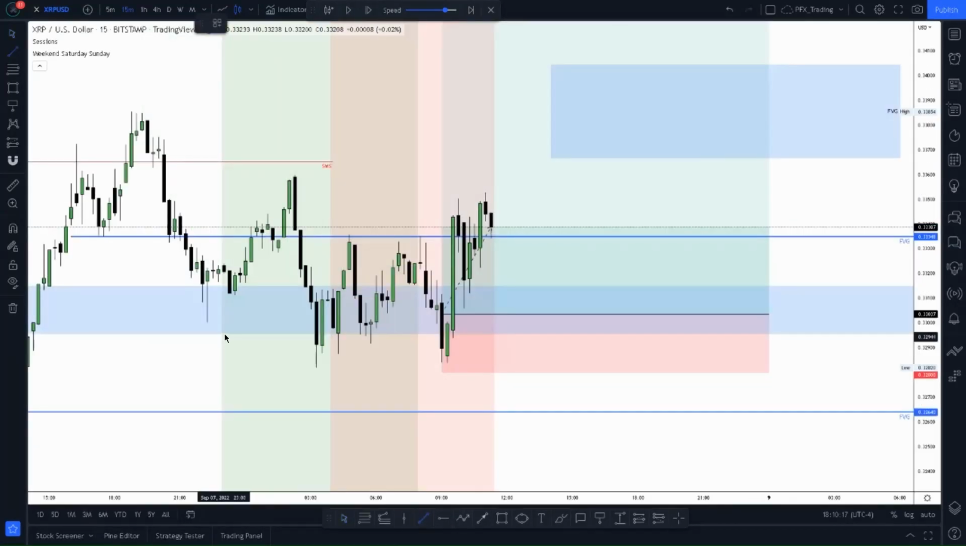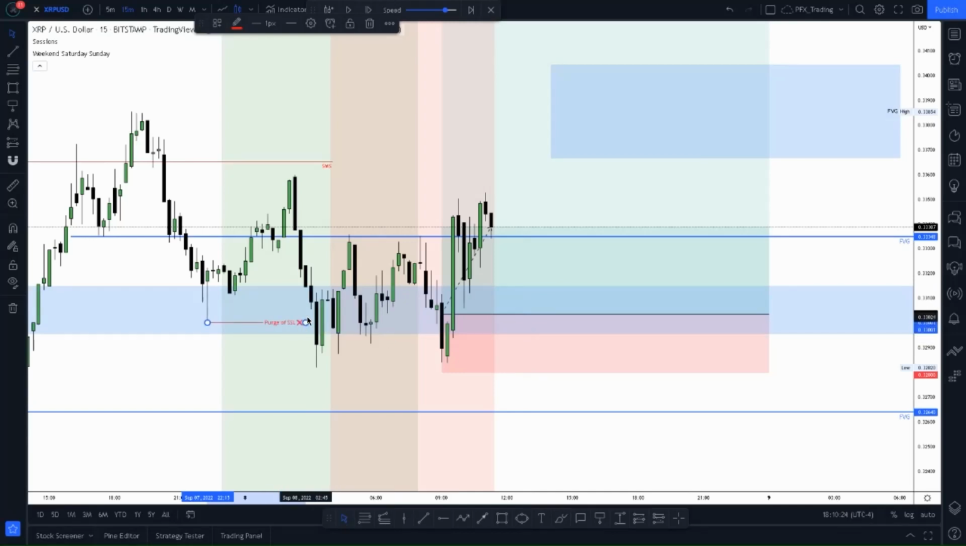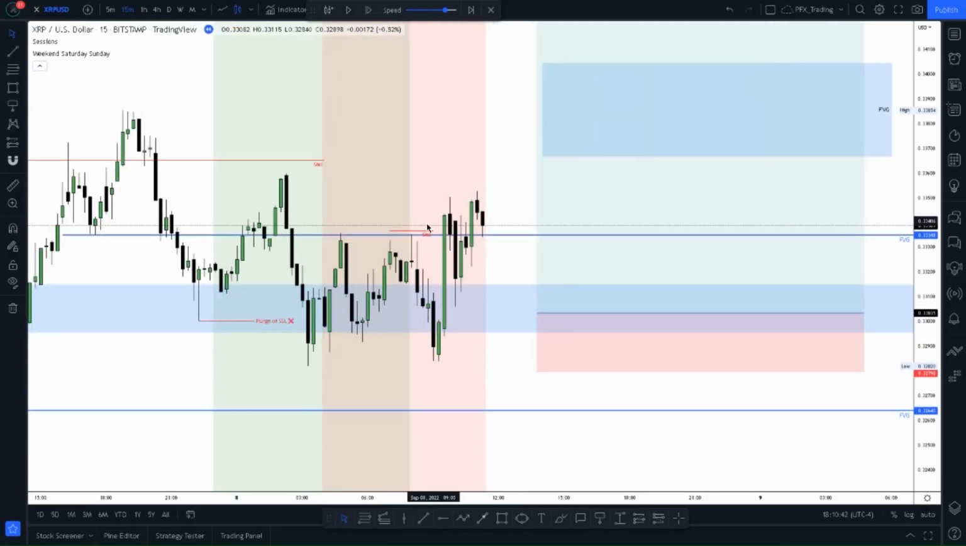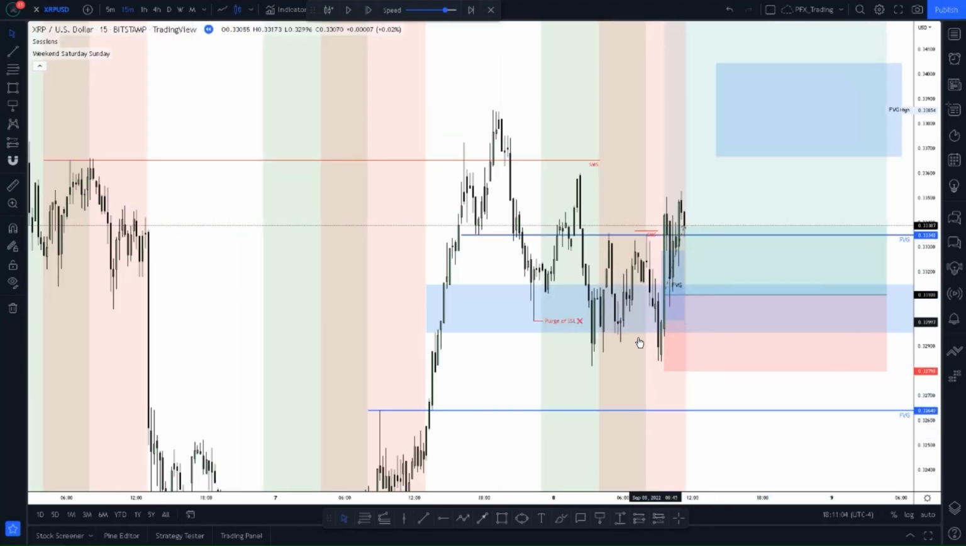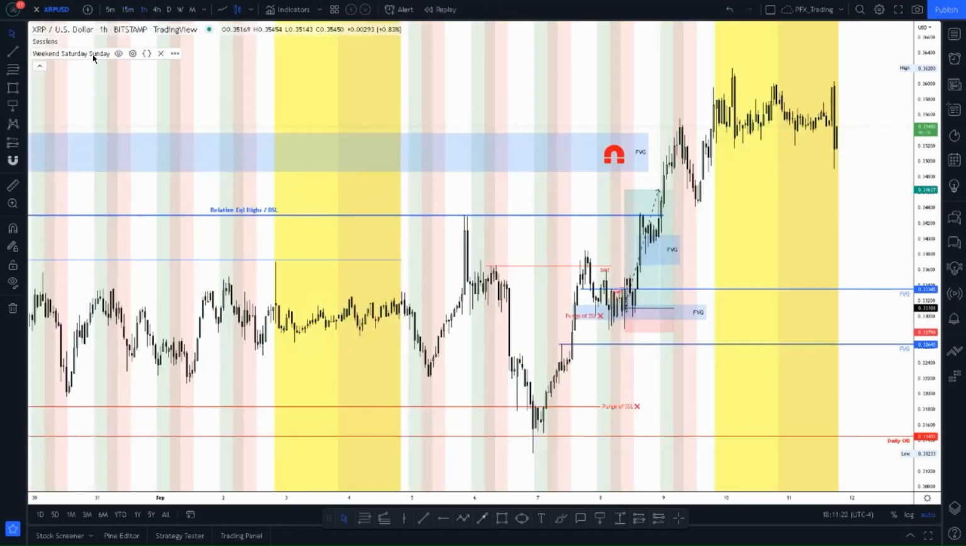So here's our rules. Again, within the same setup, you have your purge of sell side liquidity here, energetic move to the upside, shift in market structure. It leaves a fair value gap. It was somewhere around here that I entered, but anyway, I feel like I got my point across. I really hope you guys learned something from this.